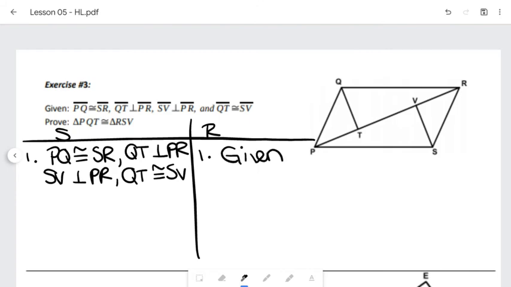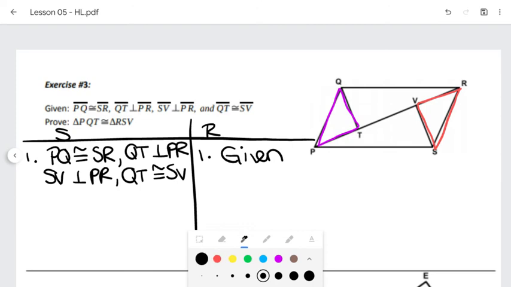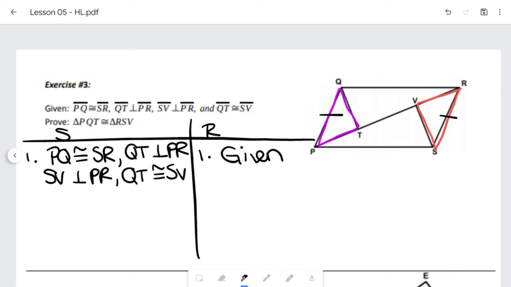So there is a lot going on in this picture. This is definitely one where I would recommend you highlight because there's a lot going on. Okay, we know PQT is over here. So we have that first one, and we have our second one of RSV. Okay, so I don't care about anything else going on in this picture. I'm going to go through the given again and see, okay, we have PQ congruent to SR, which is great. And we have QT congruent to SV. So we already have two sides. We need to see what else we can do.